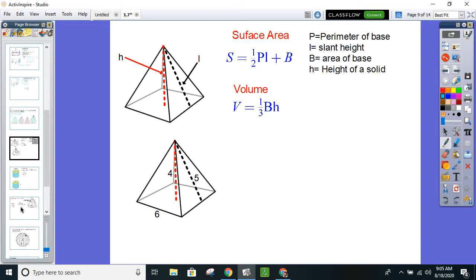So on surface area, still the same concept. You have a perimeter, you have a height, and you have a base. This L, though, it's an L, not a 1. It stands for slant height. There's 2 different heights in the pyramid, and we'll talk about both of them in a bit. So let's start with the first one.